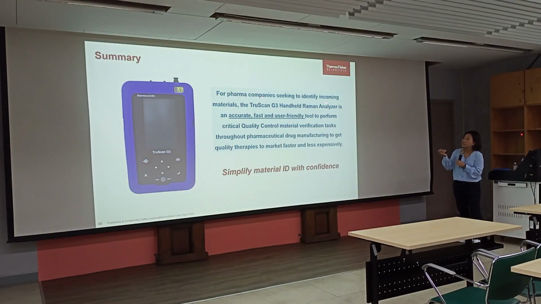So the pharma company is looking for a handheld instrument to identify the incoming raw material in QC to get quality therapies to the market faster. So as a conclusion, with the handheld instrument, you're able to perform very fast, accurate analysis, and this method is not a destructive method. So it's very easy to carry from one area to another area.